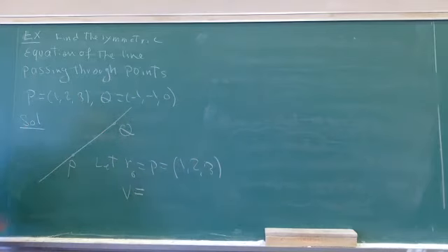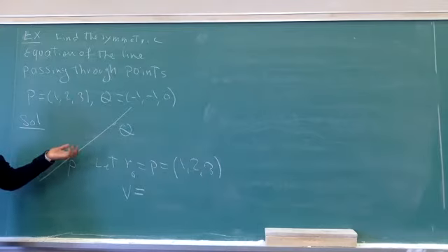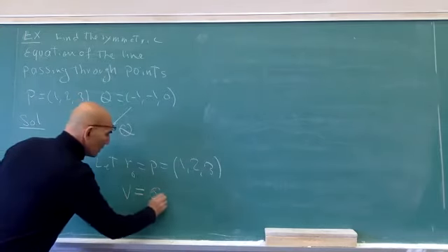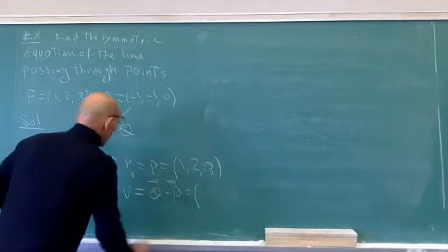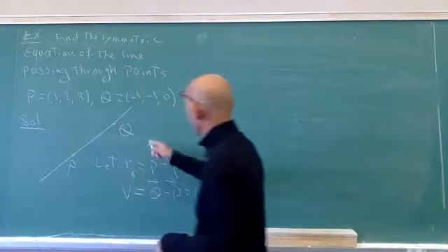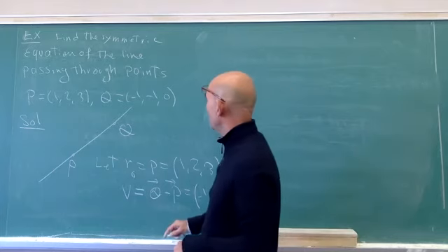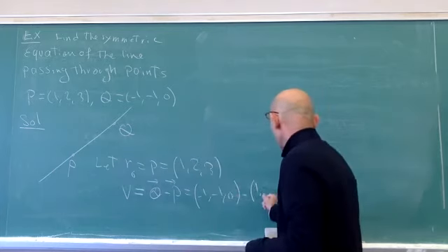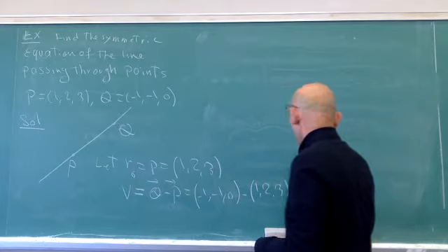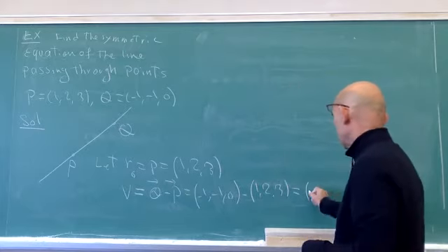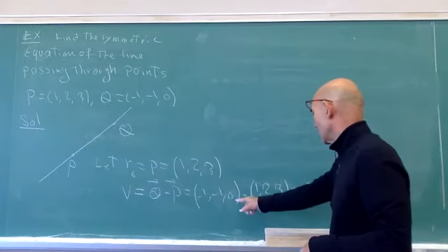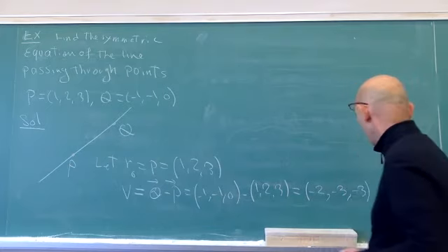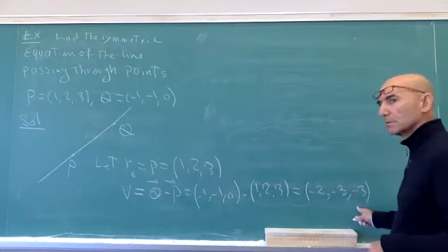But V is just the difference of these two vectors, right? It's Q minus P. So Q is (-1, -1, 0) minus P, which is (1, 2, 3). So we are going to get -1 minus 1 is -2, -1 minus 2 is -3, and 0 minus 3 is -3. I hope I didn't make any mistakes here. It's okay. This is V.